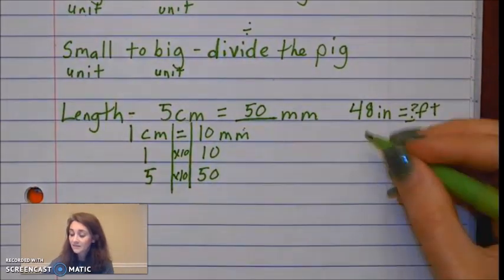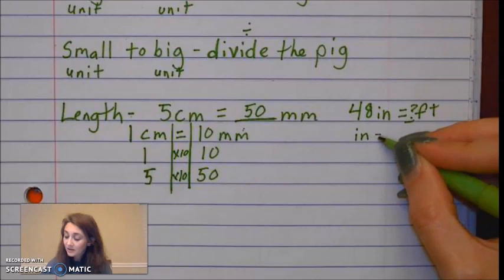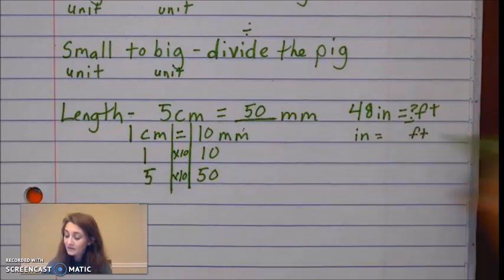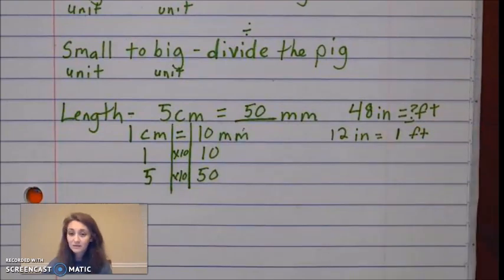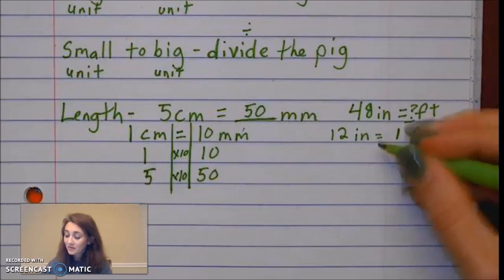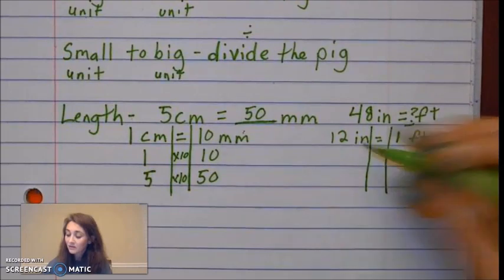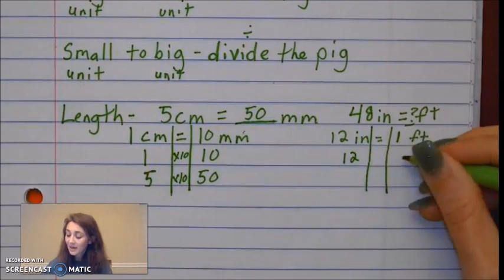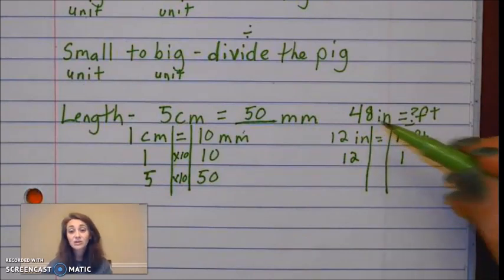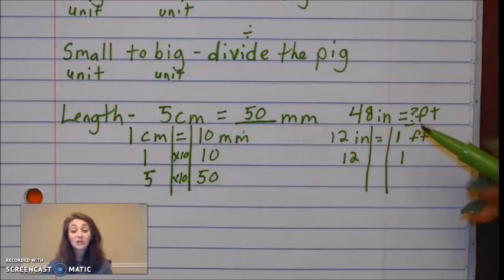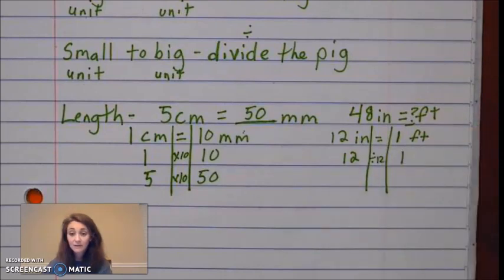How many feet? Okay, we're going to do the same thing. We've got inches equals how many feet? Well, I know that 12 inches equals 1 foot. So I'm going to make my chart. If my input is 12 and my output is 1, I'm either going to multiply or divide. Well, we looked and we said inches are smaller than feet. So we're going from small to big. We're going to divide. 12 divided by 12 equals 1.